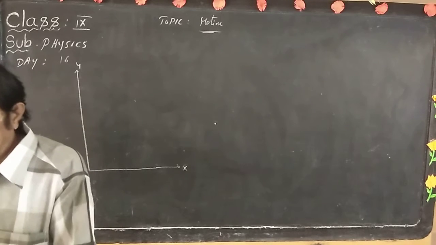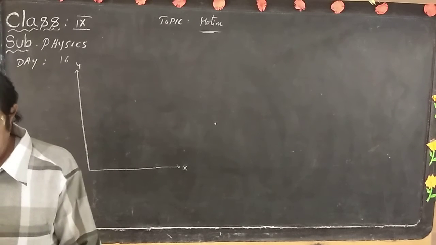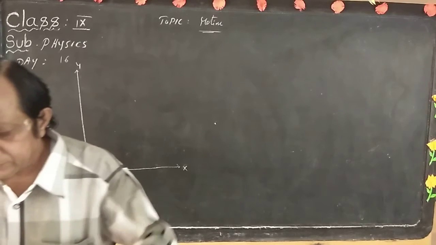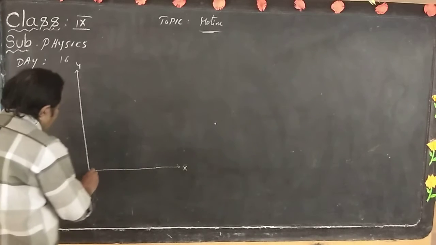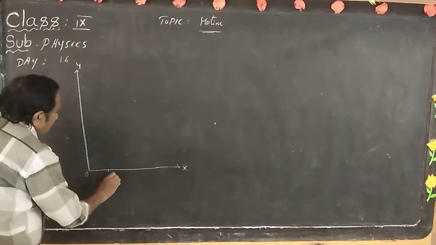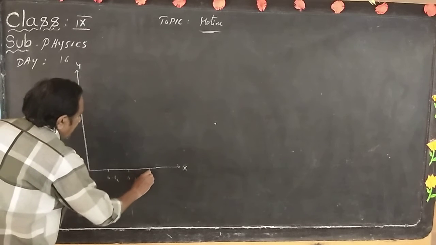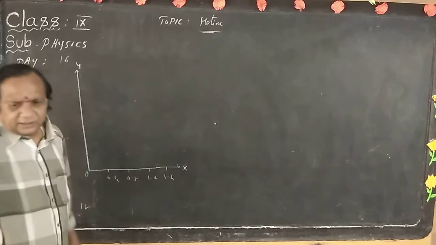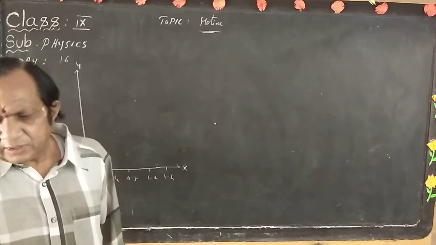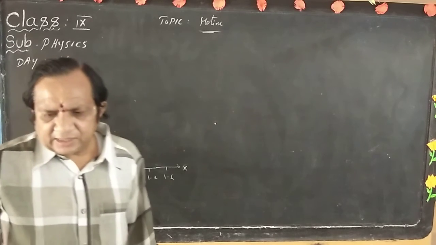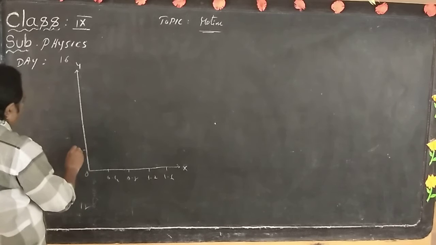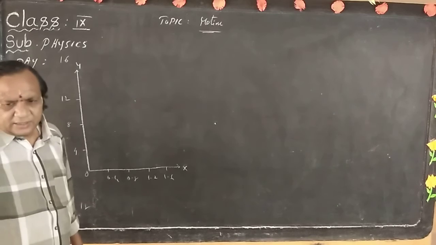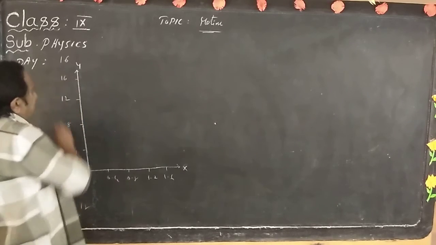You have to consider the values. Time will be taken as 0, 0.4, 0.8, 1.2, 1.6, like that you have to consider. That's the time, and the distance to consider as 4, 8, 12, 16, like that to be considered as the distances.